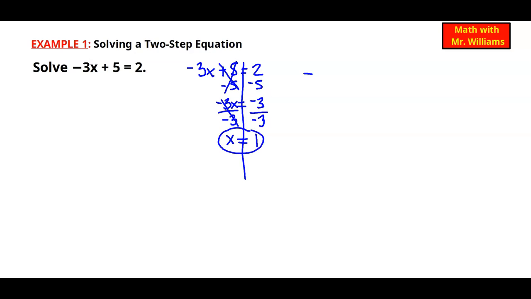So let's go ahead and write down our equation, and this time I'm going to substitute our answer in. So negative 3 times 1 is a negative 3. Now negative 3 plus a positive 5 will get me a positive 2, and 2 equals 2, so it does check.